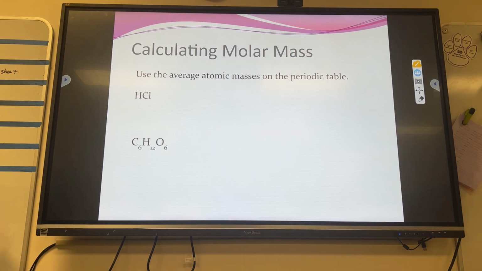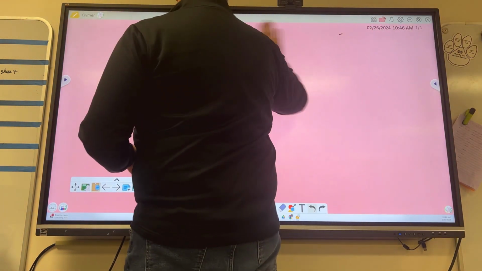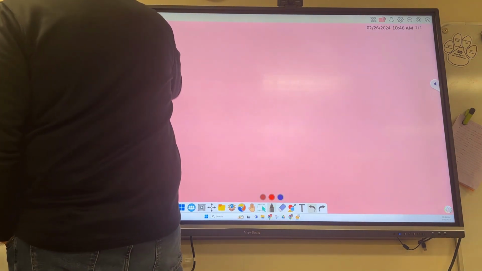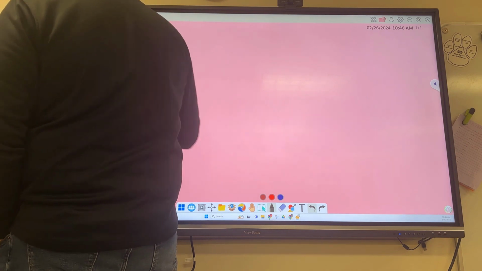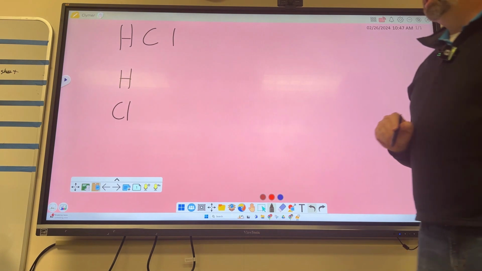So let's calculate some molar masses of compounds. Molar masses of compounds are just like molar masses of elements, only we just need to add up whatever is in it. So for HCl, this will be our example. First, you list out what is in it. There is an H and there is a Cl.